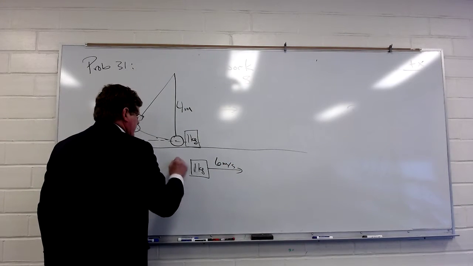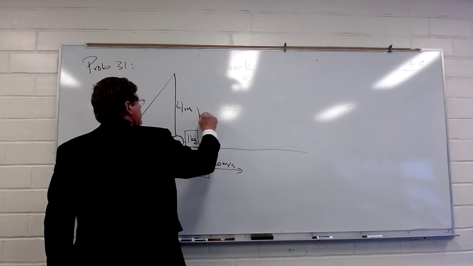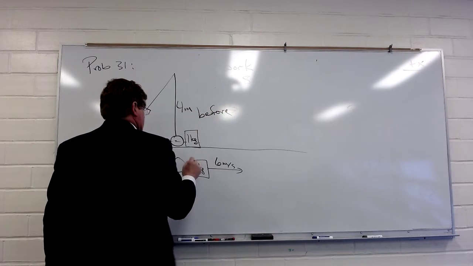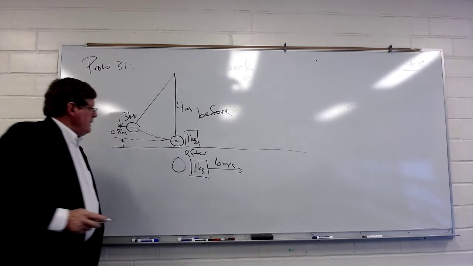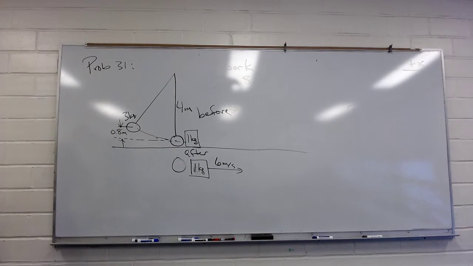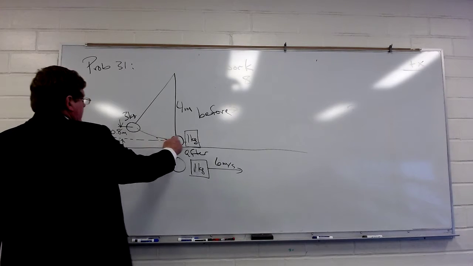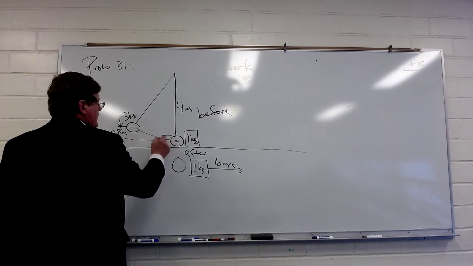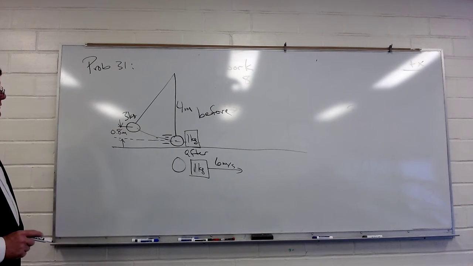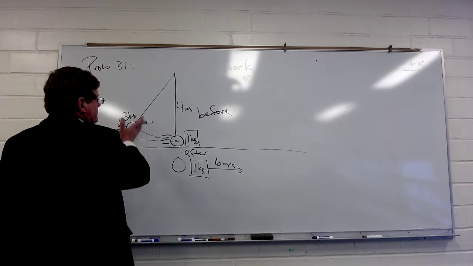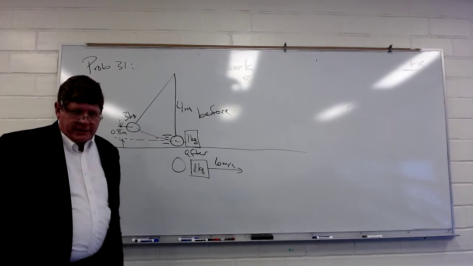So after the collision, this would be before, and this would be after. Okay, the first part of this problem wants to know the speed of the ball right when it gets here. Those are the international symbol for speed. And the collision hasn't happened yet.